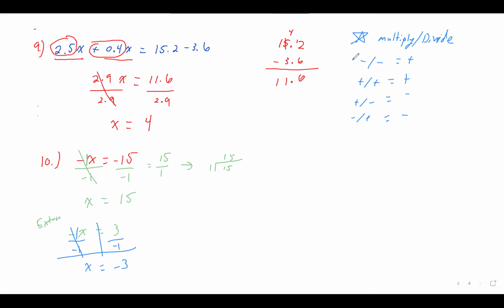That's multiplication too. So if I was doing a negative number times a negative number, or a positive number times a positive number, or a positive times a negative, or a negative times a positive, same concept. If they're the same sign, it's a positive answer. And if they're different signs, it's a negative answer.